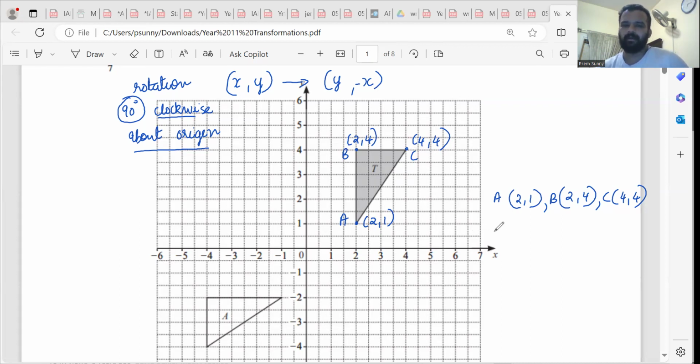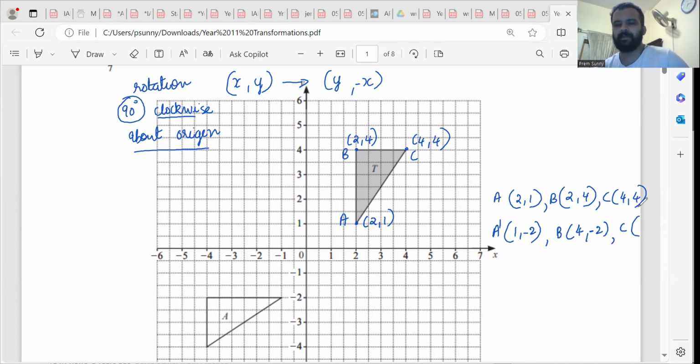To get the image, that is the rotation 90-degree clockwise about origin, A dash will be: swap these two. 2, 1 will become 1, 2, and change the sign of the x here. So here minus x. Change x, y to y, x, and whatever the number there, you change the sign. So here B will become 2 and 4, you swap. It will become 4 and 2, change the sign.